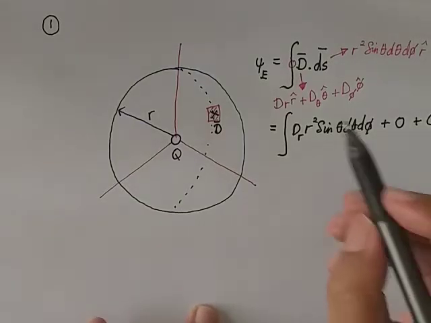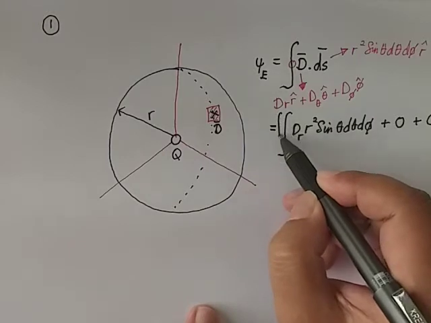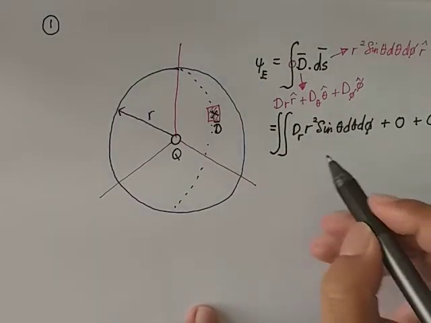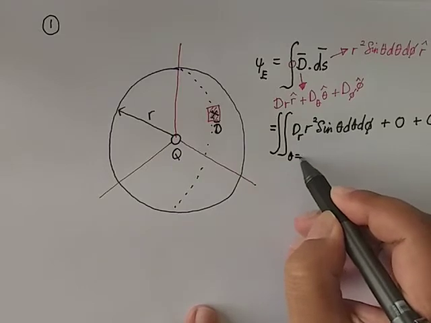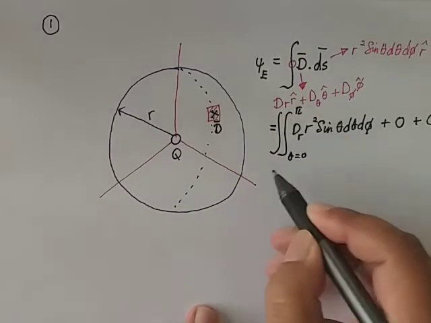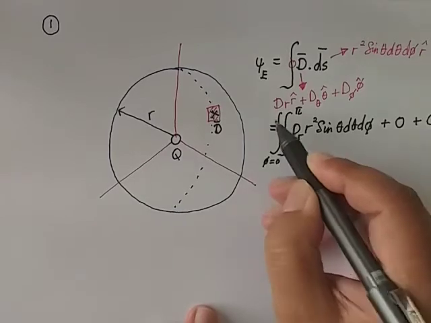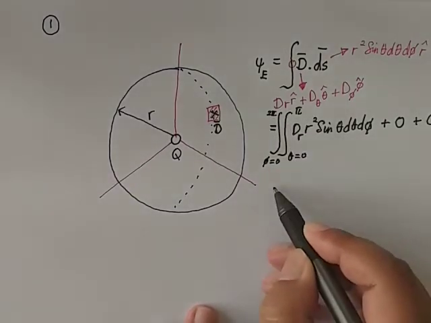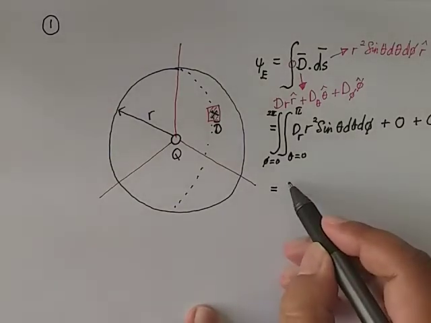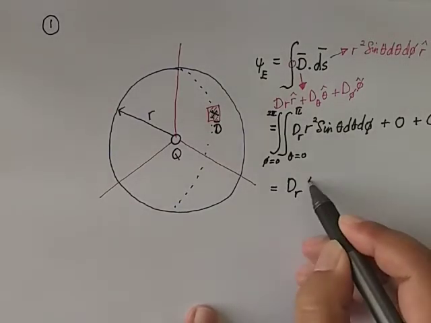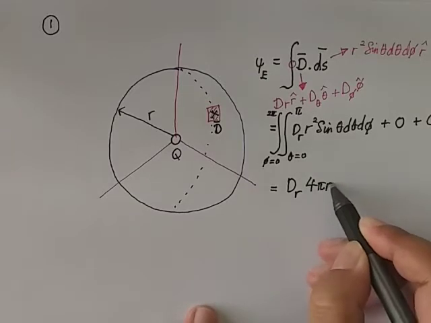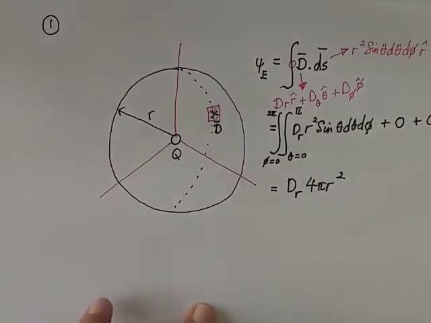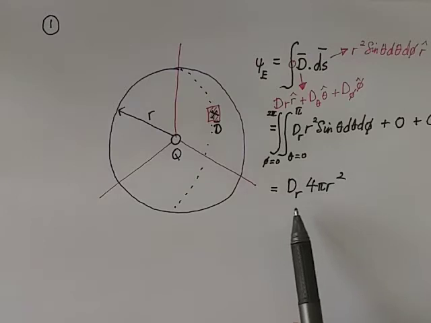Okay, so I'm going to do the integration now, double integration, because I can see two variables here. First, theta should be from 0 to pi, and then phi from 0 to 2 pi. So the final solution here is equal to dr 4 pi r squared. But let's ask ourselves now, what does the question ask for? The question asks us to determine the electric flux density. So we have to find what should be our dr here.